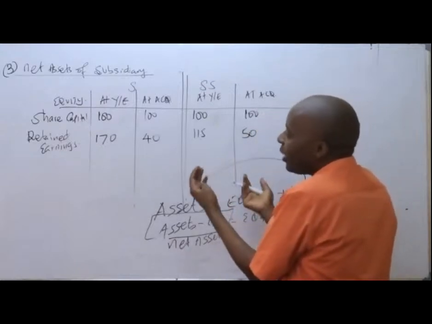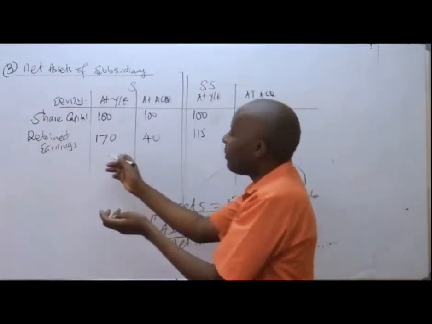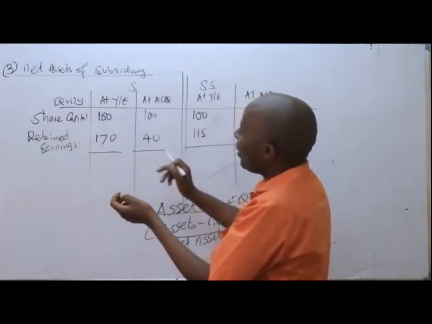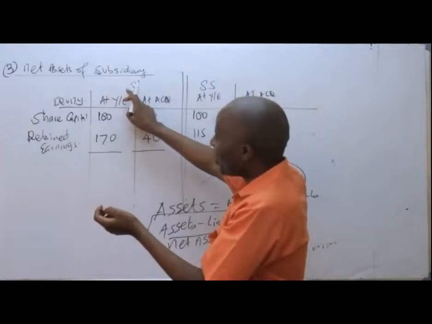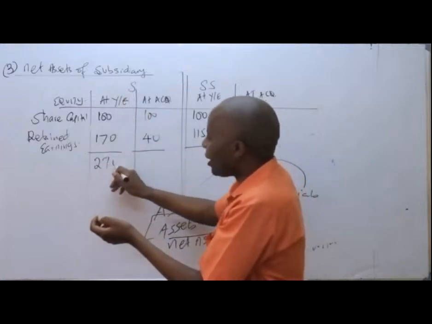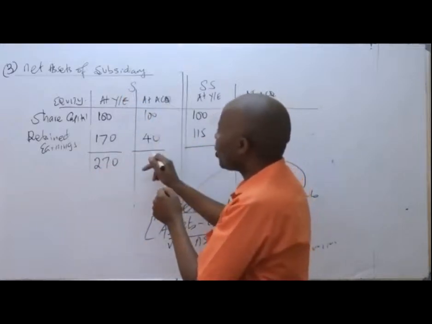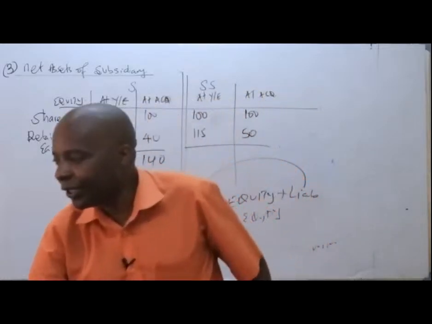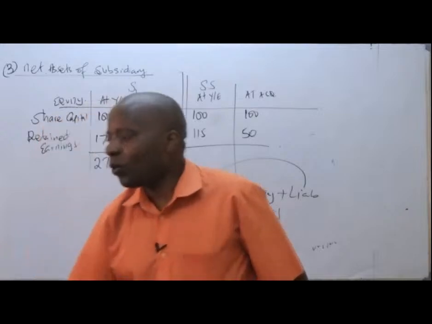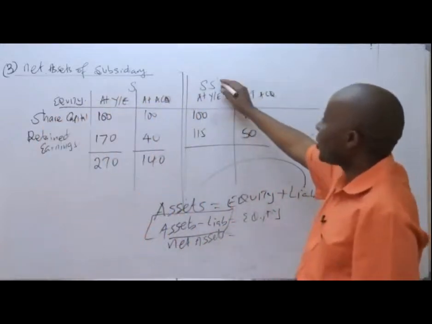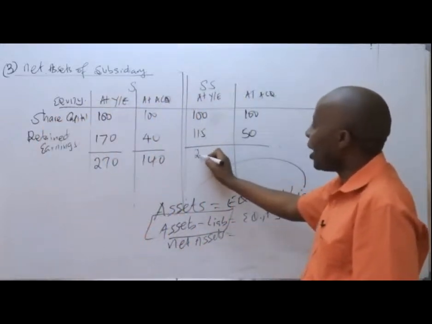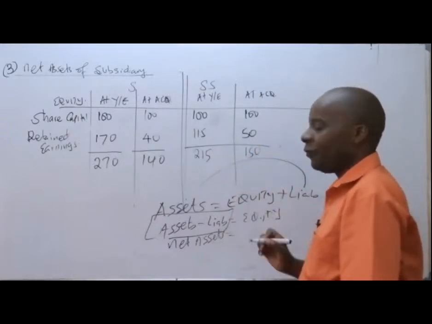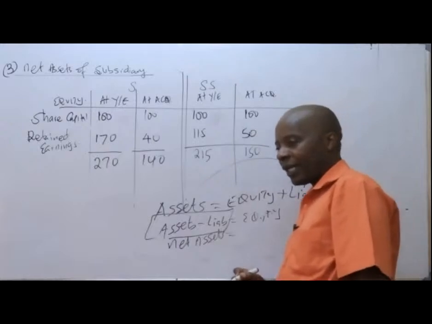And because you don't have any fair value adjustments, please come and give us these equity components. So give us the equity component of S at the year end. This gives me 270. At acquisition, this gives me 140. Come here, SS. At year end, what do we have? 215. And at acquisition, 150.